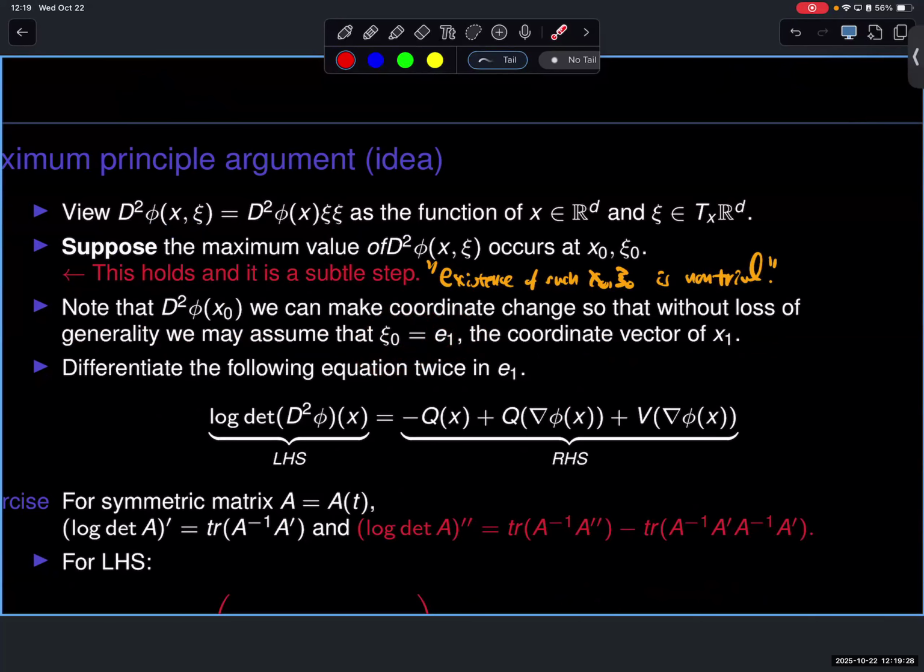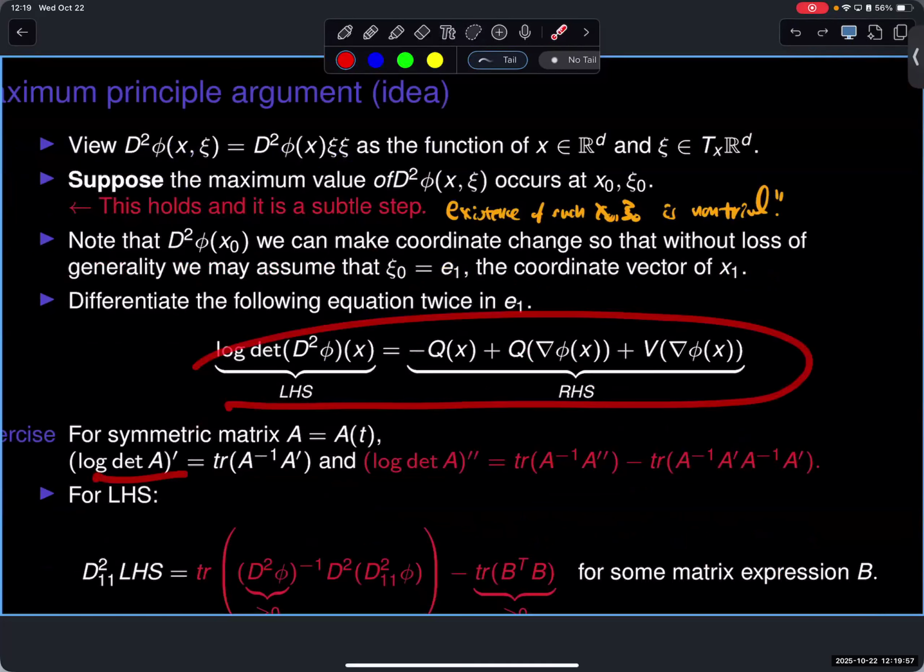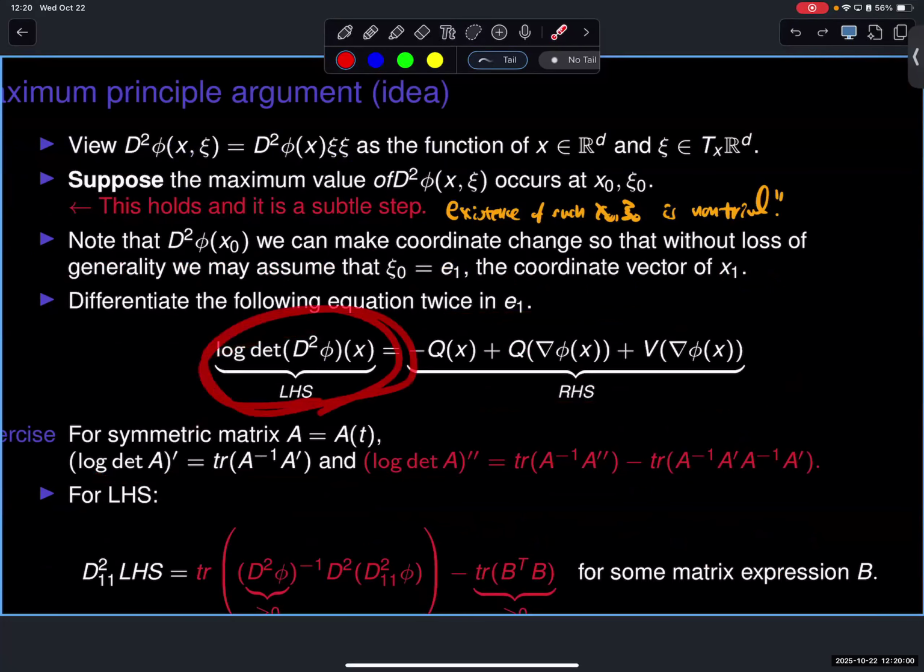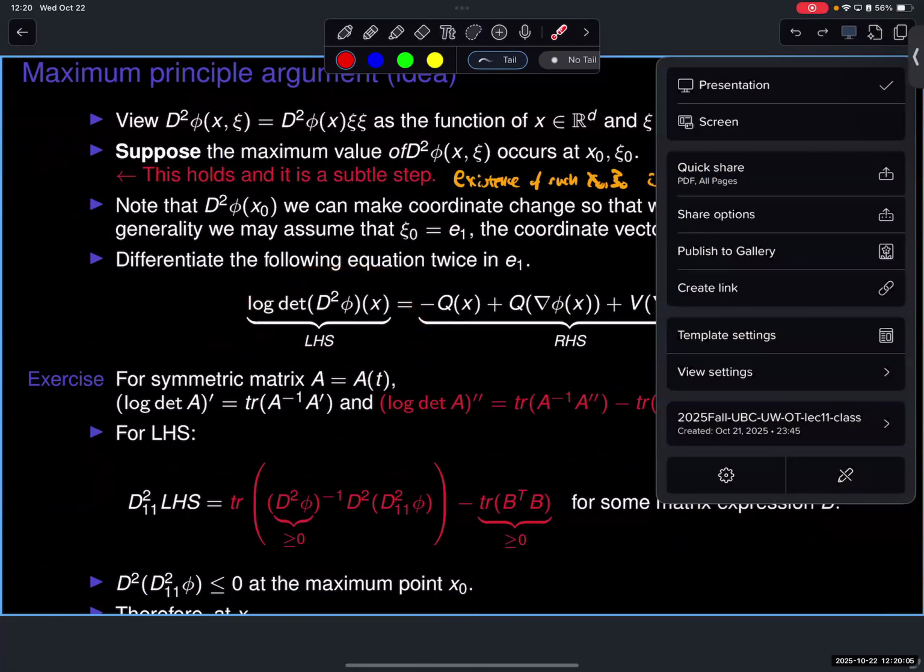Okay, now you have this equation. At that point x0, you differentiate these expressions in this direction. This direction e1 is nothing but the direction c0, the direction where the second derivative is maximized at x0. So you differentiate this twice. If you differentiate first, then this log determinant term, this is your exercise.